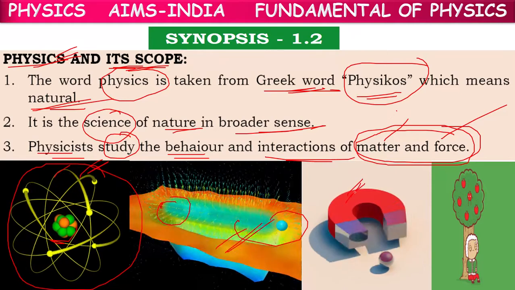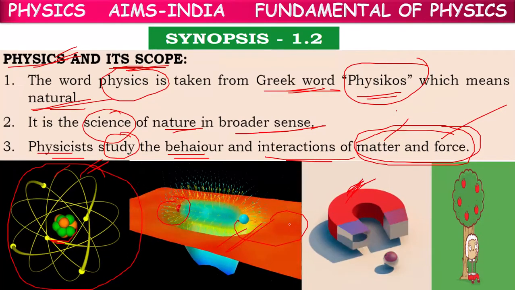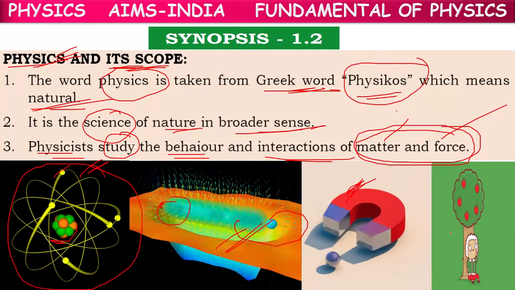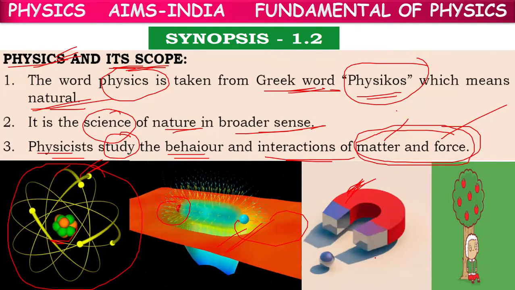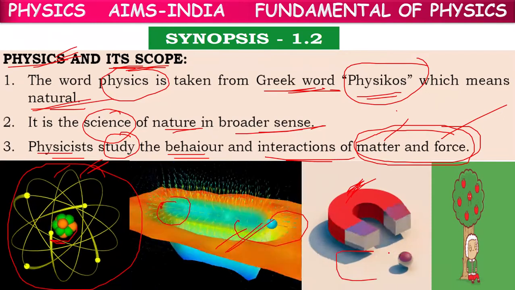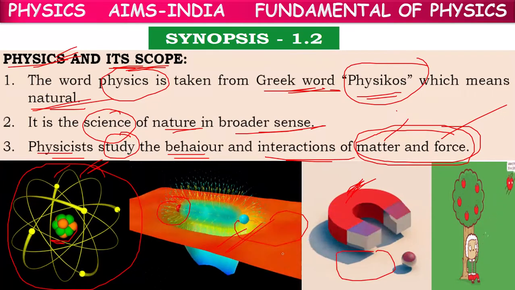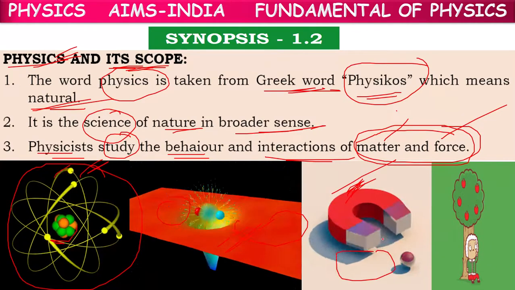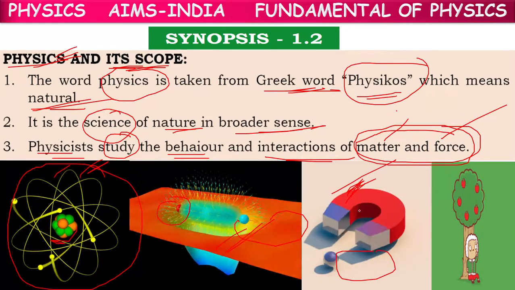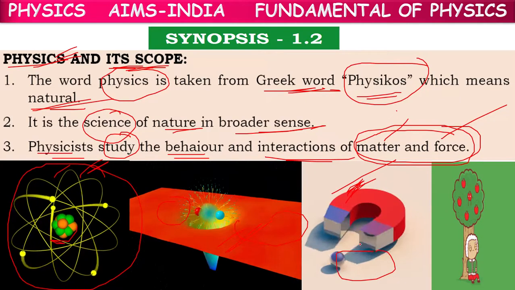Or here we have a magnet which is oscillating this side and that side. Along with the magnet, this ball is also oscillating this side and that side. Because of what force are they oscillating? Here the magnet is a matter. Their oscillation is because of some force.